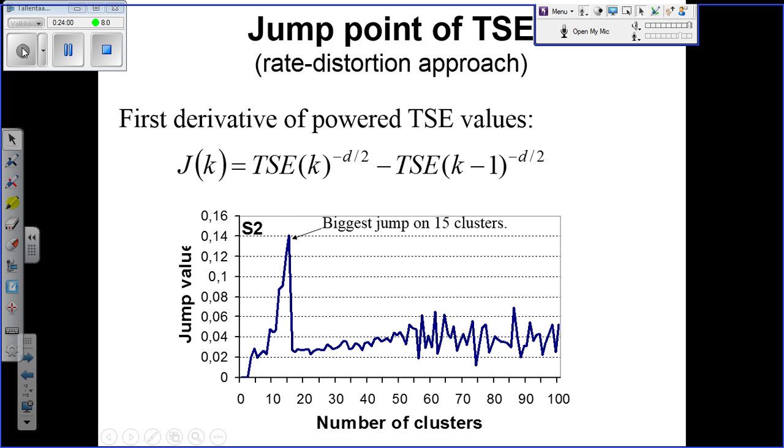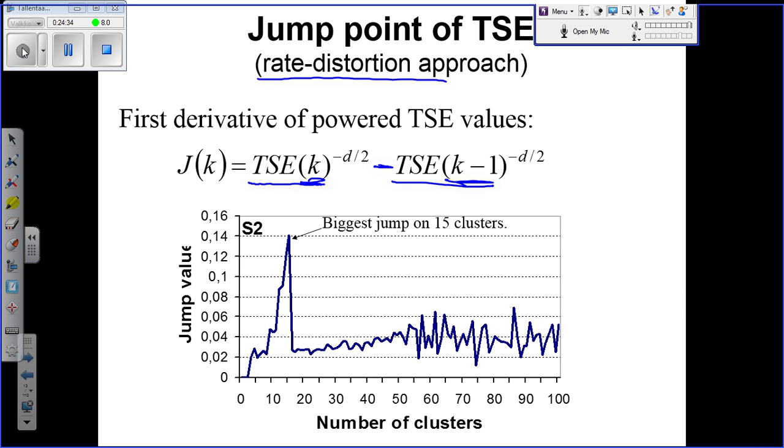Oh, this is very jumpy now. We suddenly have a method that goes back to the derivative ideas. They tend to call it a rate distortion approach. I have no idea how it relates to rate or distortion, but the actual equation is based on the total squared errors with k clusters and k minus 1 clusters, taking 2 subsequent ones and taking the difference, clearly a derivative.